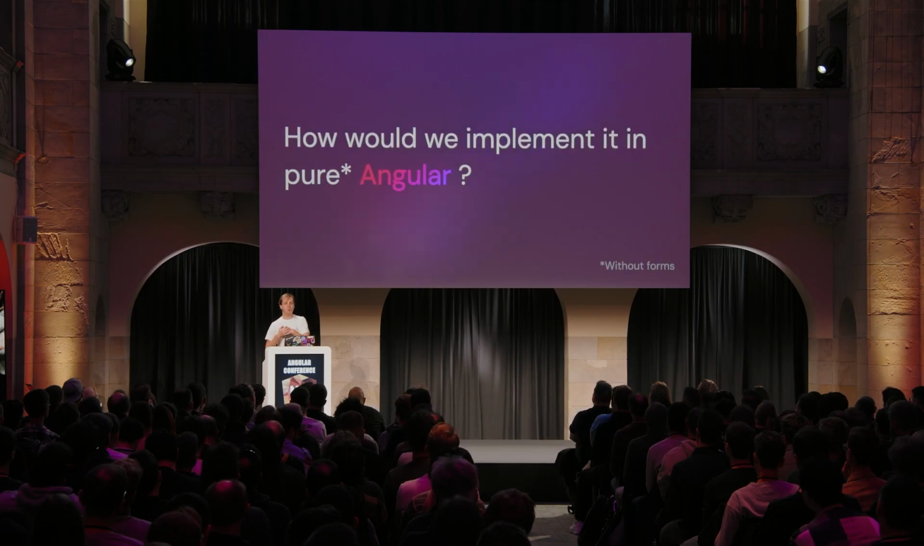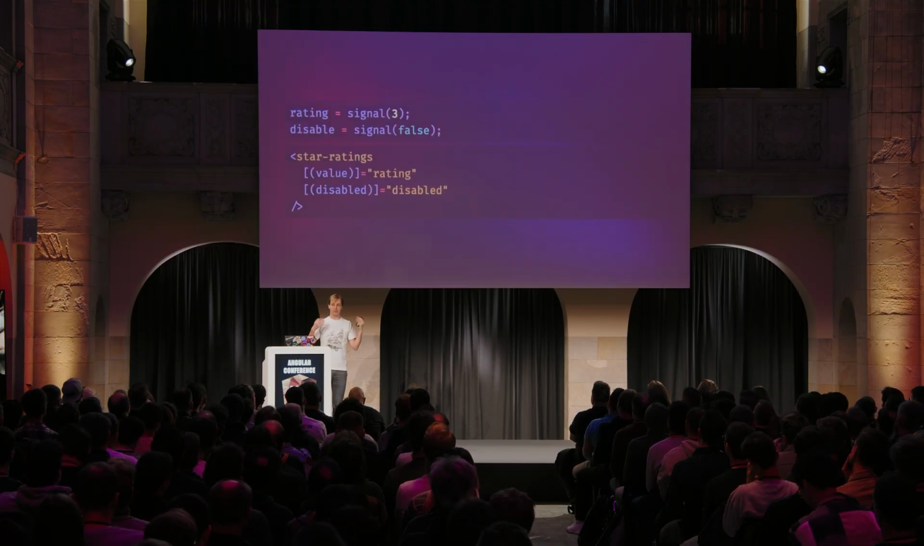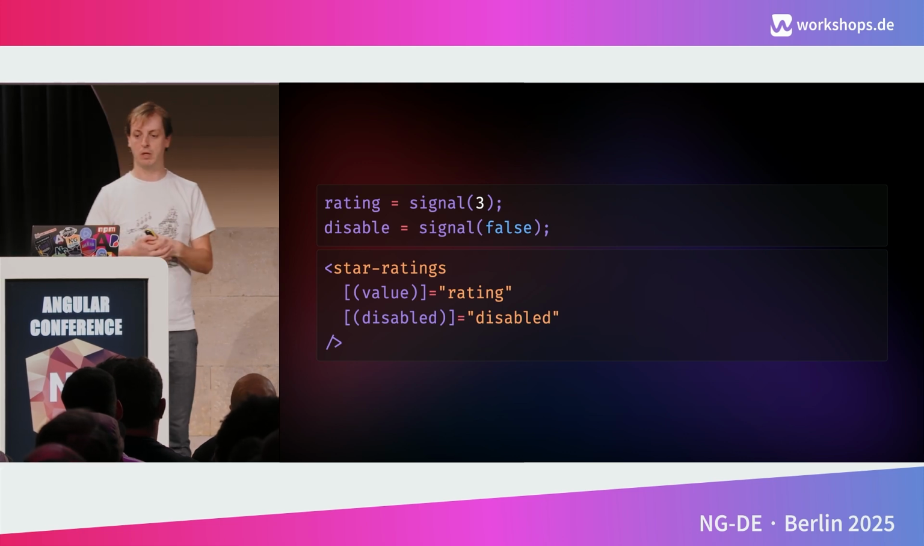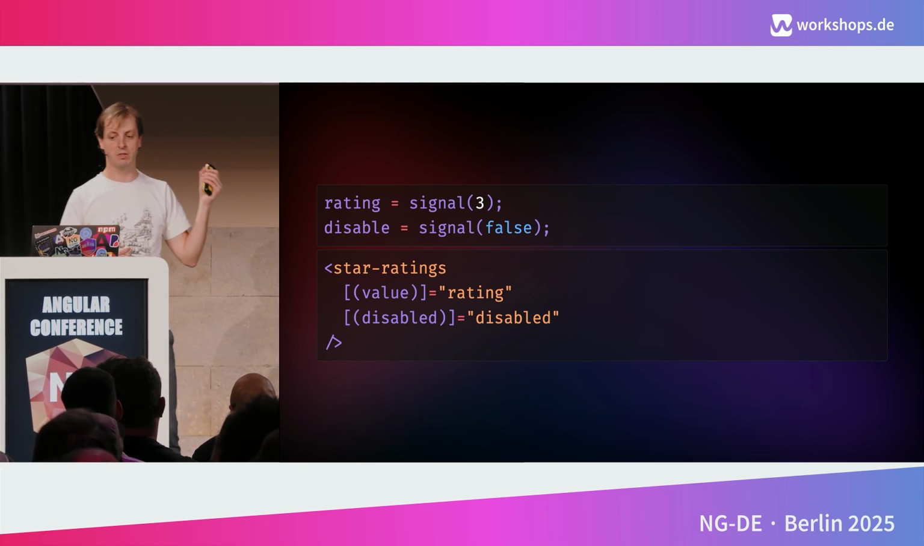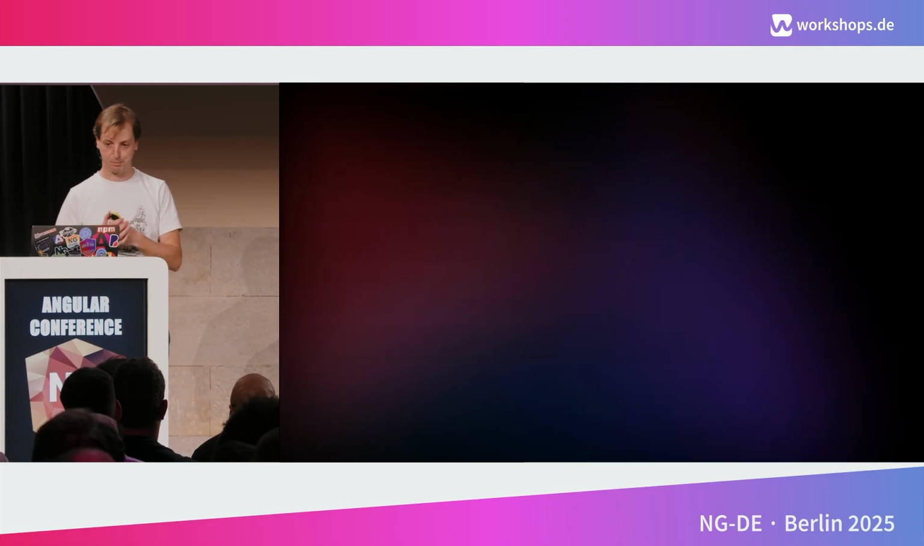So how would I implement it today without any of the signal forms? And for this, I just create my model. I have a rating. I have a disable state. I would just create the component, pass it down with the two-way binding. I pass the rating, and I pass the disable state.